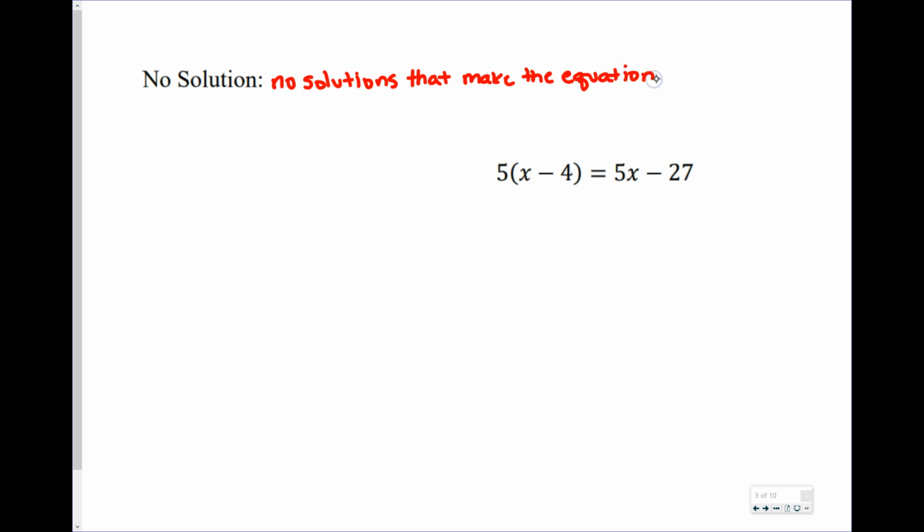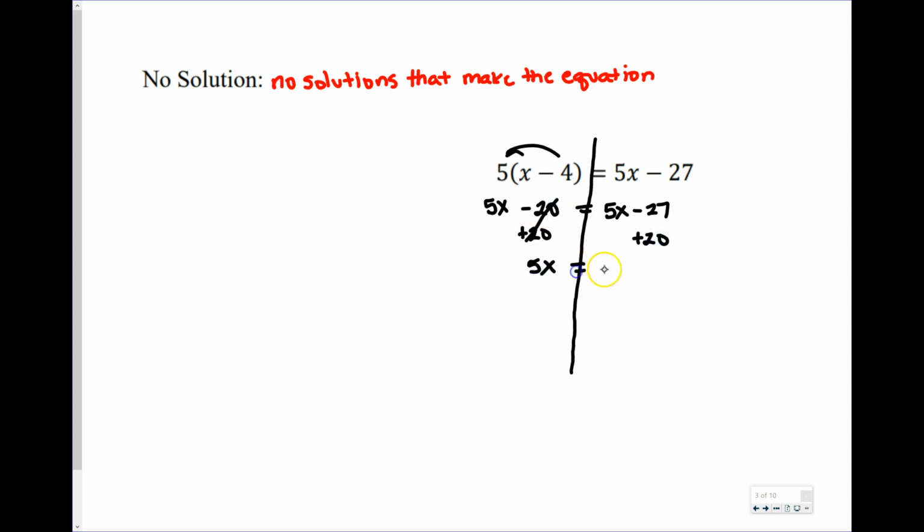So let's take a look at what that might look like when you're solving, because it looks a little bit interesting. Let's draw our line like we would normally, and let's solve this. I'm going to distribute this 5, and get 5x minus 20 equals 5x minus 27. Like normal, I'm going to try to get all the variables on one side and all the numbers on the other. So I'm going to add 20 to both sides. These cancel out, the 5x comes down, and then I get 5x minus 7.